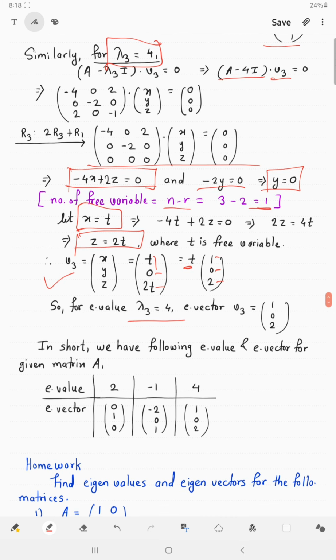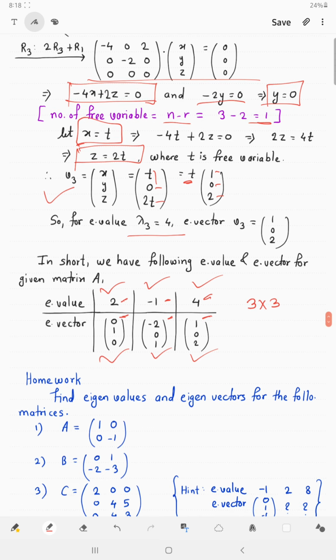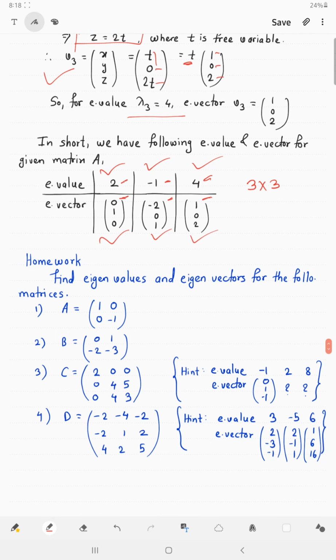So in short, for this 3 by 3 matrix I have 3 distinct eigenvalues and 3 linearly independent eigenvectors. For 2 I have this eigenvector, for minus 1 I have this eigenvector, for 4 I have this eigenvector. This requires a lot of practice. Okay, so you have to do all these 4 problems.